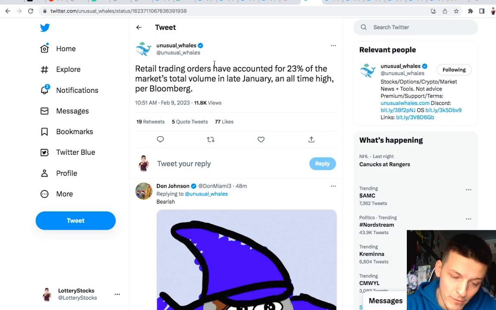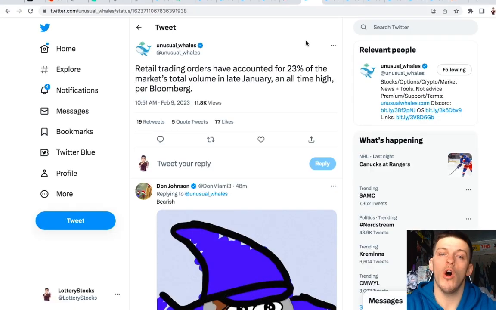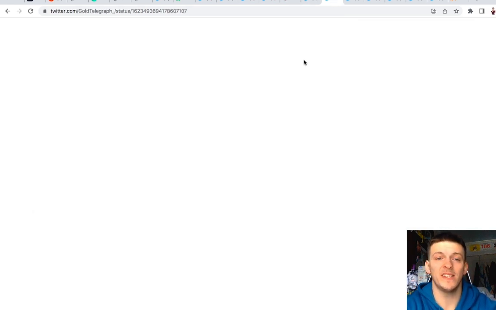Now give yourself a round of applause, because retail trading orders have accounted for 23% of the market's total volume in late January, which is an all-time high. However, most of us use payment for order flow platforms like Webull and Robinhood, etc., which means market makers are probably banking in money on retail as well.